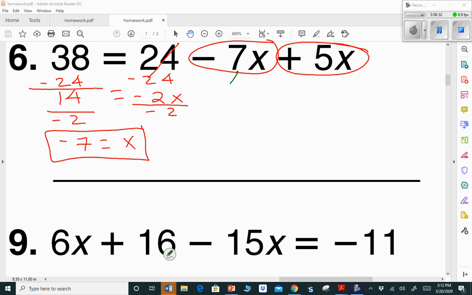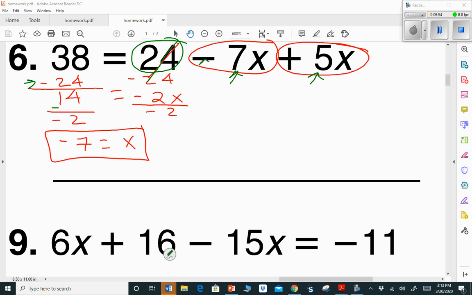Okay, over here we've got our x terms, so we're just going to leave them there. This 24 is a positive 24, just like in the last video. This minus right here doesn't have anything to do with that 24. So 24 minus 24 gives you 0, so that goes away. Subtract 24 over here, and that gives you 14.